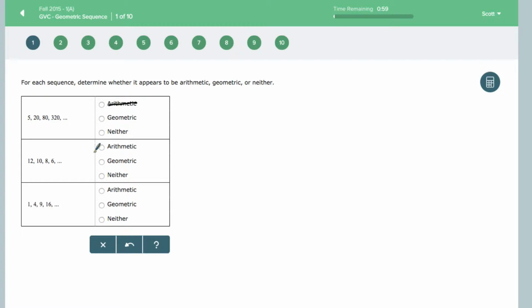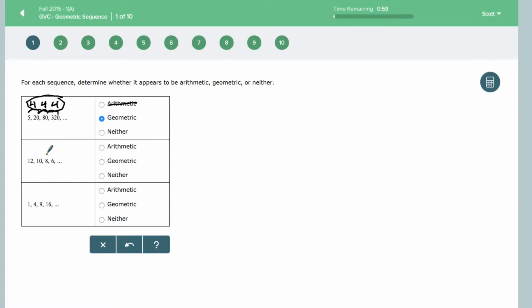Now let's see if it has a common ratio. If we go 20 divided by 5, we see it's 4. 80 divided by 20 is also 4. And remember, always go 3 numbers. 320 divided by 80 is 4. So we see that this one is in fact geometric because it has a common ratio. These numbers right here tell us that it's times 4 every single time. 5 times 4 times 4 times 4 and so on. Let's go on to the next one.